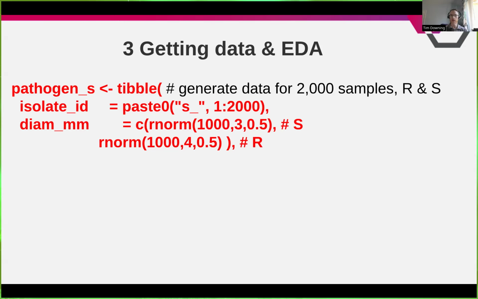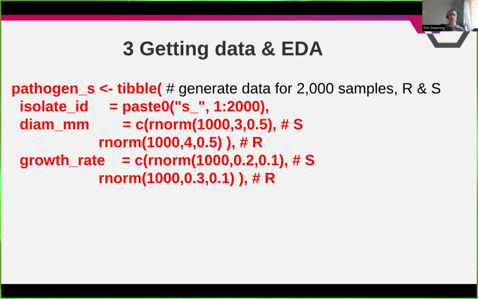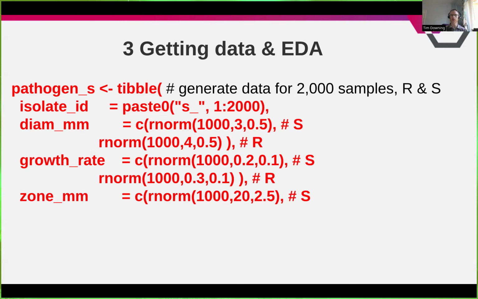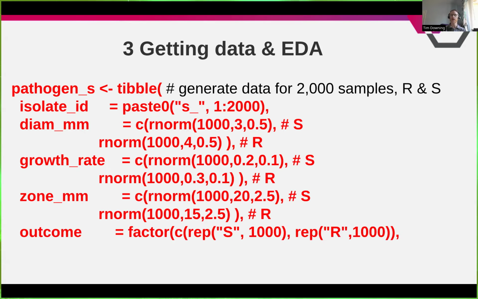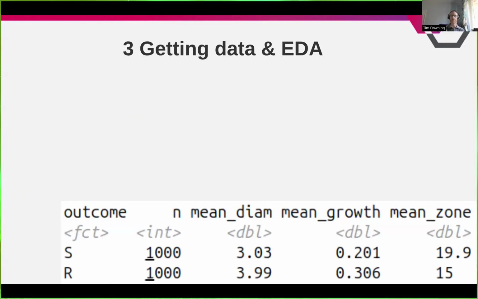diameter of colony size. And then same for the growth rates, the R are a bit bigger than S, but they overlap to an extent. And the zone of inhibition, again, S are bigger and R are a bit smaller. And we add labels onto this data so we can distinguish between the two data sets more easily.